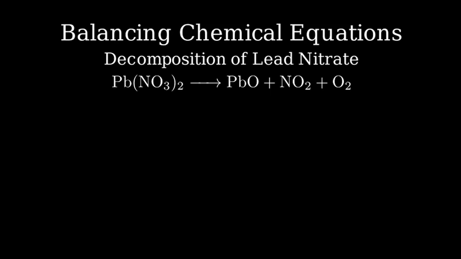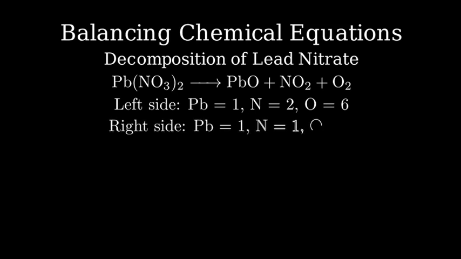Now, let's count the number of atoms for each element on both sides of the equation. On the left side, we have 1 lead atom, 2 nitrogen atoms, and 6 oxygen atoms. On the right side, we have 1 lead atom, 1 nitrogen atom, and 5 oxygen atoms. To balance the equation, we need to adjust the coefficients.